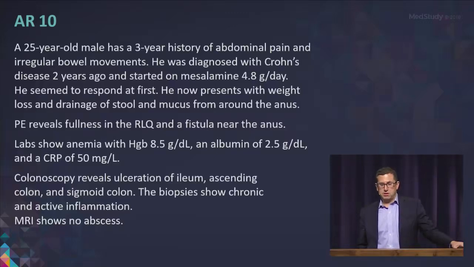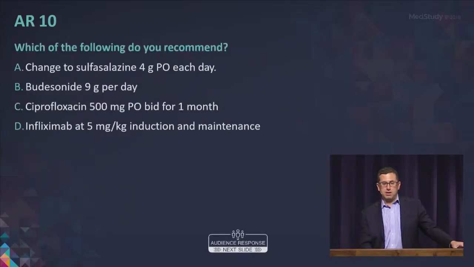Colonoscopy reveals ulceration of the ileum, ascending colon, and sigmoid, and the biopsies show chronic and active inflammation. There is no abscess on MRI. Which of the following do you recommend? Change mesalamine to sulfasalazine, start the patient on budesonide, start ciprofloxacin, or start infliximab for induction and maintenance.